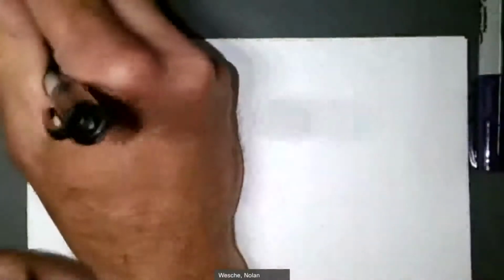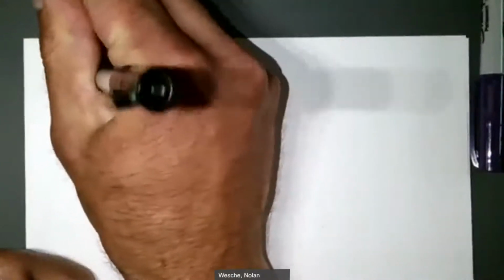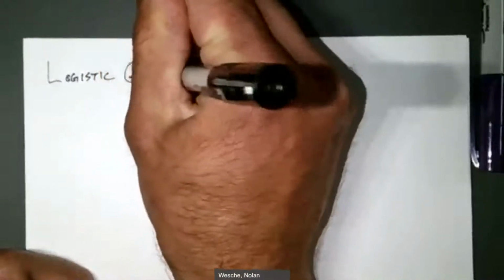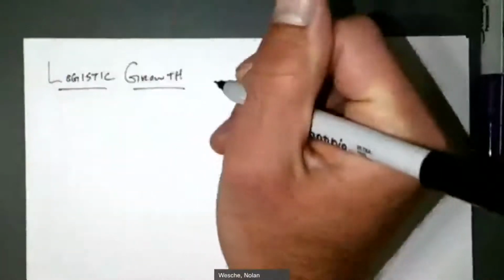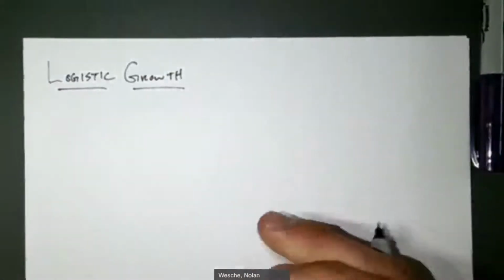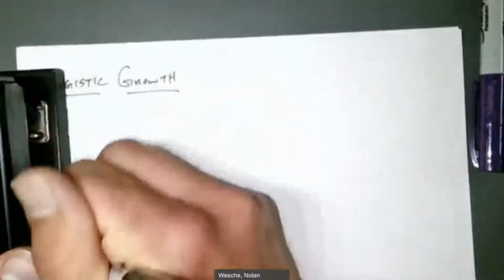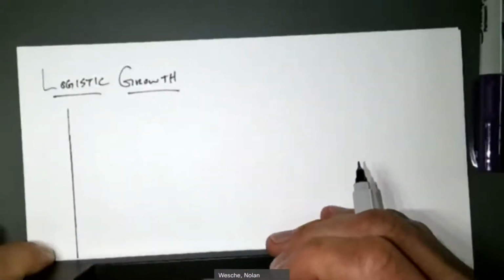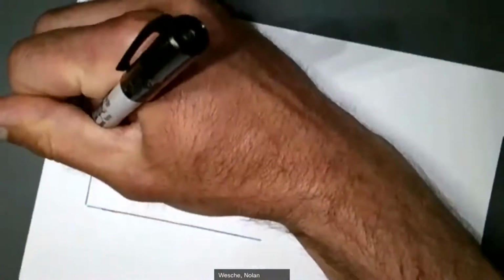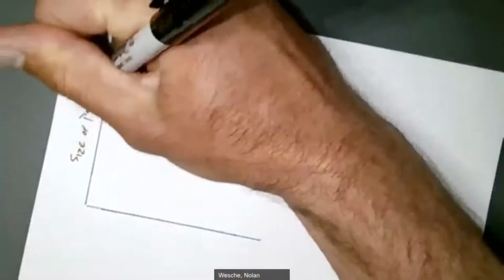The next type of growth model we're going to look at is the growth model that occurs when those limiting factors start to play a role. We call this logistic growth. Logistic growth. So we're going to make our plot, begin it the same way. We'll have, again, size of the population. We'll have time down here.